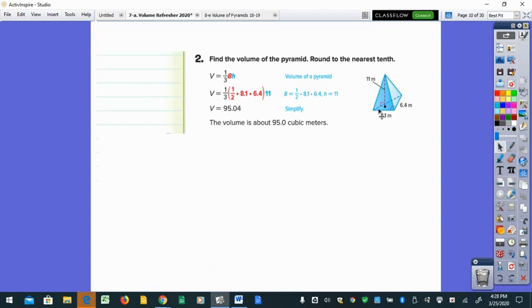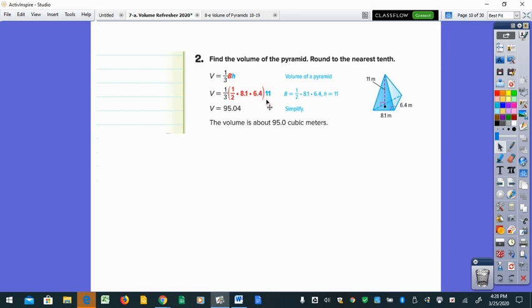Well, what happens if that base is a triangle? Well, we have to find the area of the base. So it would be the base times the height of the triangle in the bottom. So 8.1 times 6.4, but don't forget to take half. The easiest way to do that in the calculator is to multiply by 0.5. So if you take 0.5 times 8.1 times 6.4, that's the area of the triangle.